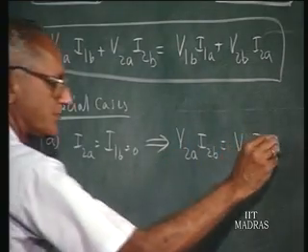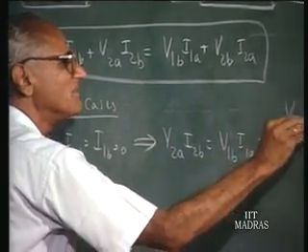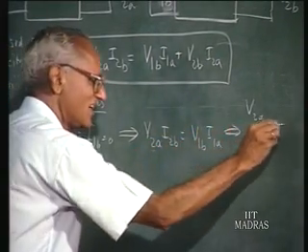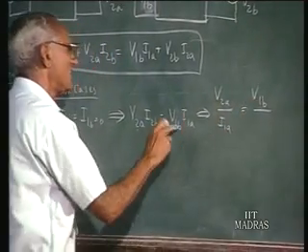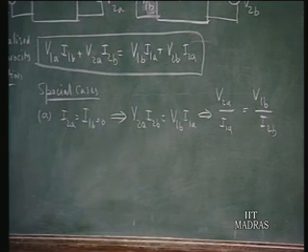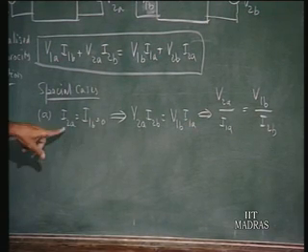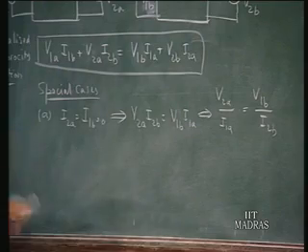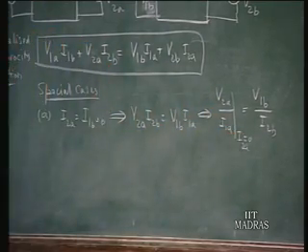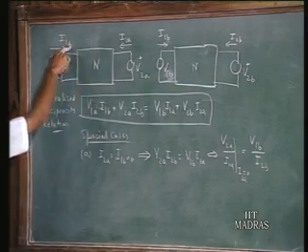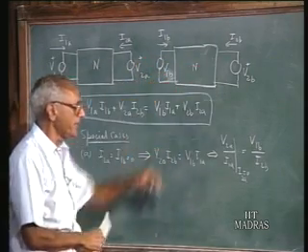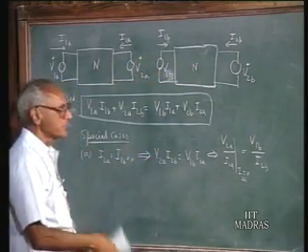What this means is V2A divided by I1A equals V1B divided by I2B. Under what conditions? You are measuring V2A by I1A under the condition I2A is 0. You are measuring this voltage to current ratio when I2A is 0. Similarly, you are measuring V1B to I2B when I1B is 0.